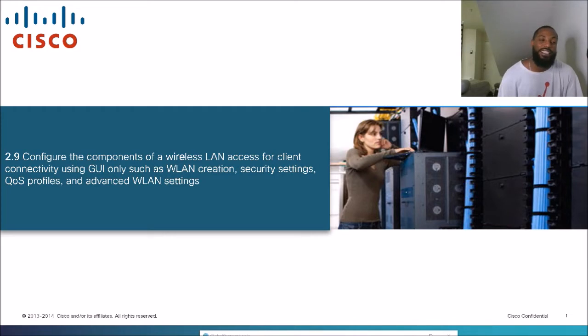Today's topic is section 2.9 of the CCNA exam: configure the components of a wireless LAN access for client connectivity using GUI, such as wireless LAN creation, security settings, QoS profile, and advanced WLAN settings.